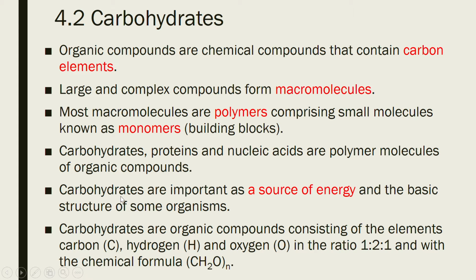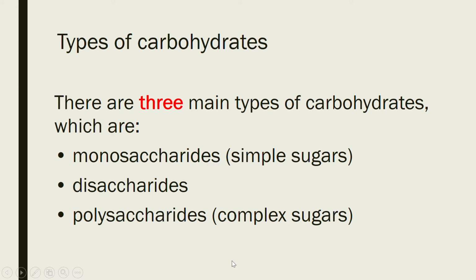So carbs are important as a source of energy and the basic structure of some organisms. Carbohydrates are organic compounds consisting of the elements C, H, O in this ratio, 1 to 2 to 1. Therefore we have this chemical formula, CH2O, and then n outside the bracket. So the types, three main types.